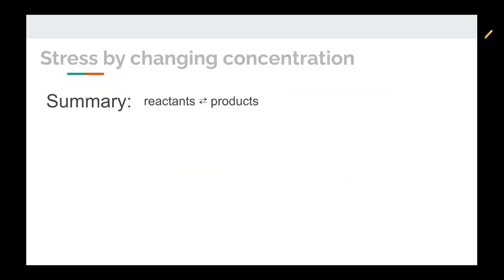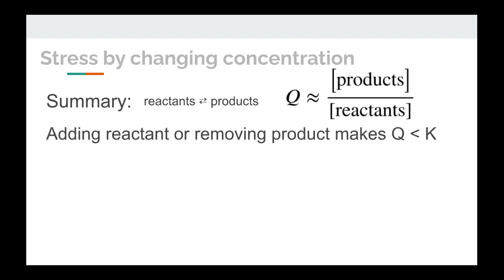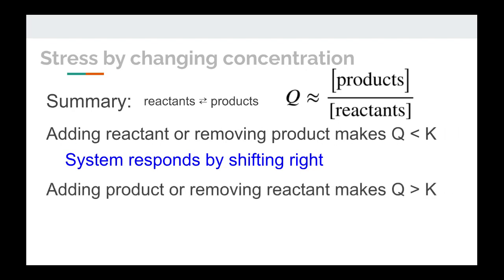So let's summarize. If you have a general reaction situation where reactants become products, in general, Q is going to be the ratio of products over reactants. So if you have a situation where you add a reactant or remove a product, either of those is going to make Q smaller than K. And the reaction is going to shift to the right to increase the value of Q, making more product from some reactant.